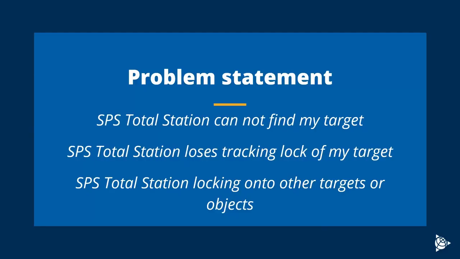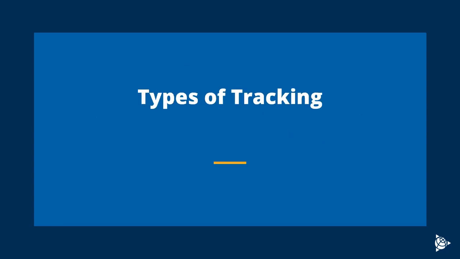The three problems we might face are: the SPS total station cannot find my target, the SPS total station loses tracking lock of my target, and the SPS total station is locking onto other targets or objects. The following slides will discuss the types of tracking available.